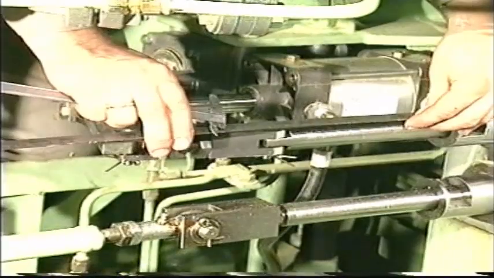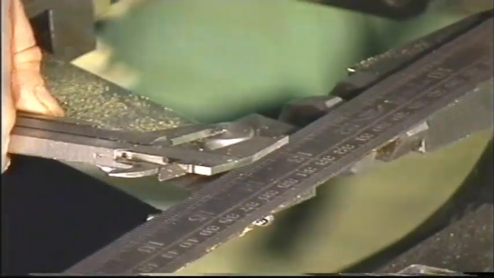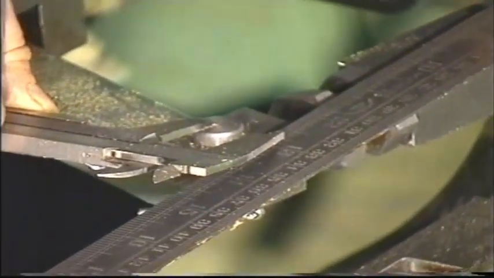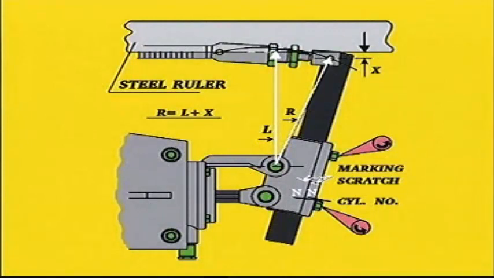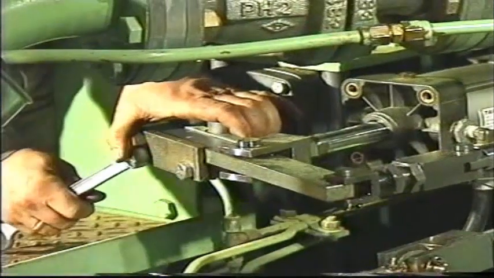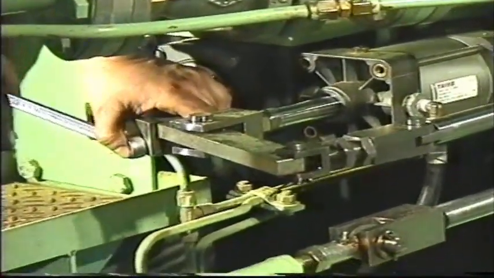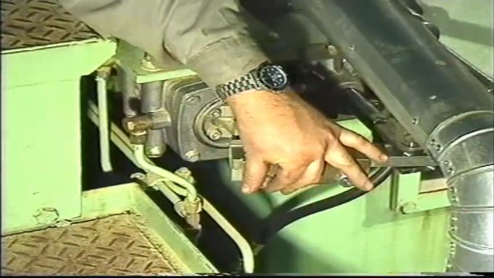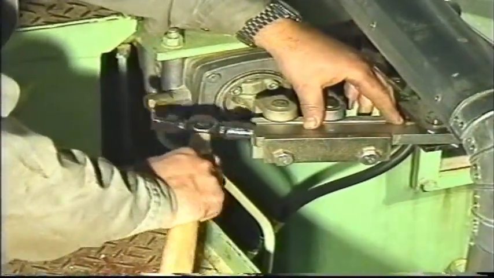Measure distance X between the pivoting point and the center line of the VIT rack. Note down the result. To ensure that the movement of the link is evenly distributed around the center line of the VIT rack, R must equal L plus X. In the event that R does not equal L plus X, displace the lever until new measurements confirm that R equals L plus X.